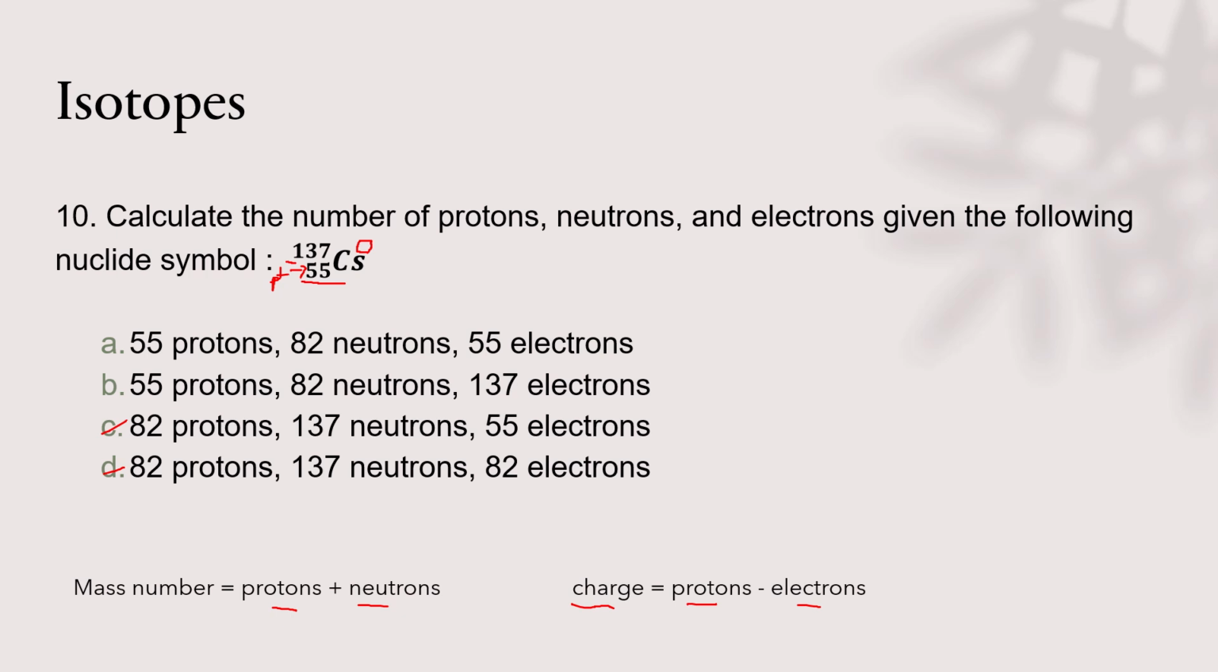Now moving to the electrons. What did we just say about electrons? Well, in this case, since it's neutral, the electrons and the protons have to be the same. They have to equal each other so they can cancel each other out. So A is going to be the correct choice here.